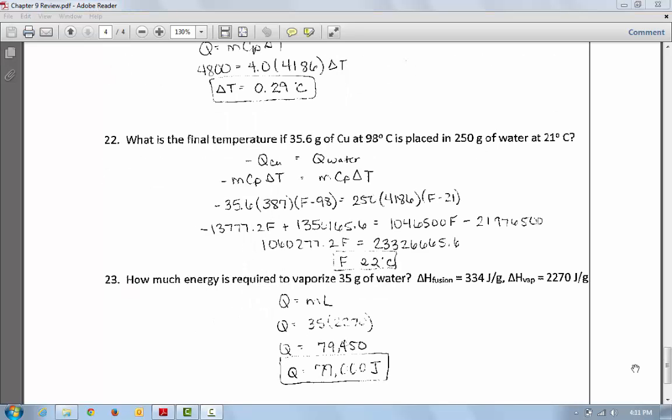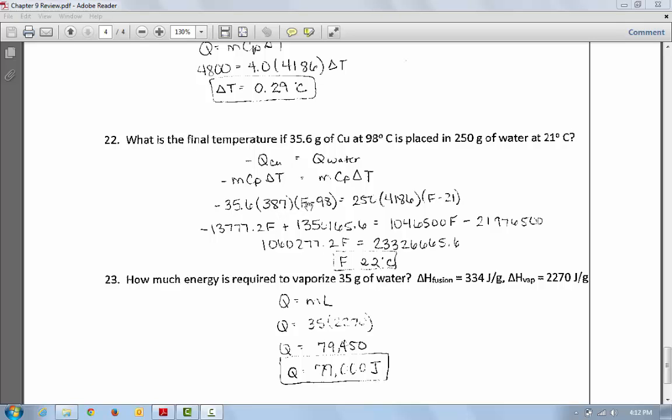Okay, now on to number 22. This is one where we have to find the final temperature and we're mixing copper in with water. So the copper is going to lose energy, that's why it's a negative, and the water is going to gain energy. So I'm going to do my mCp delta T for the metal, mCp delta T for the water. So I plugged in the mass of my copper, I looked up the specific heat of copper, and on your test that would have to be something that was given.